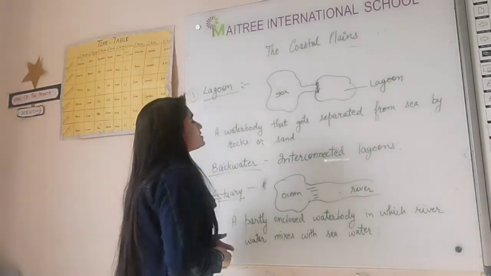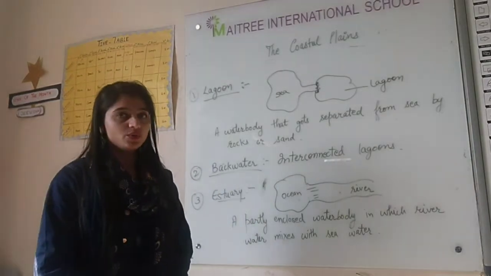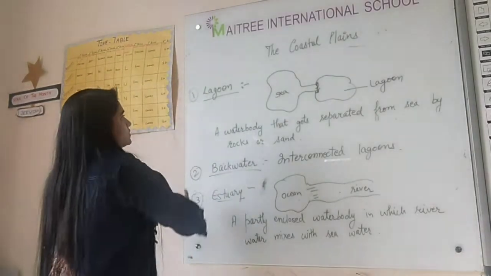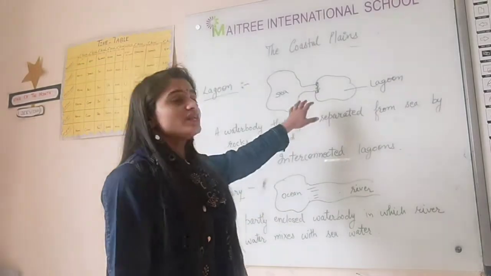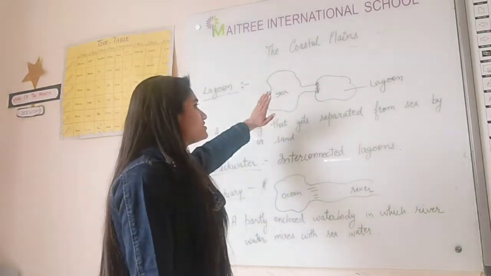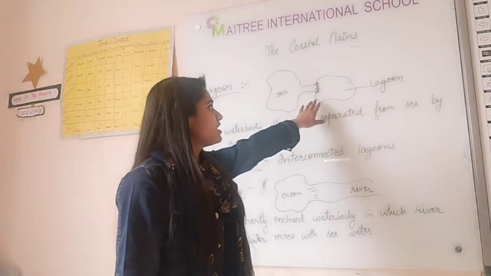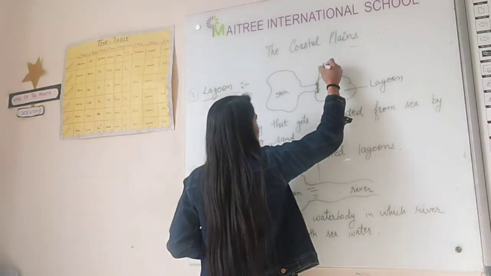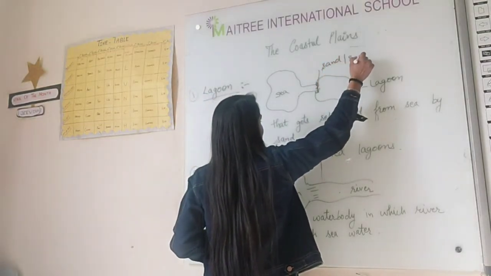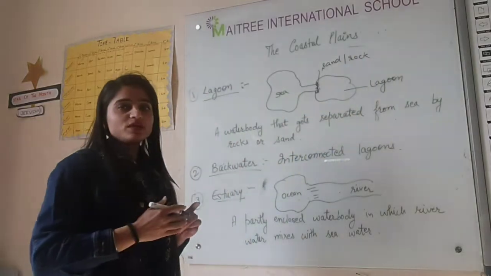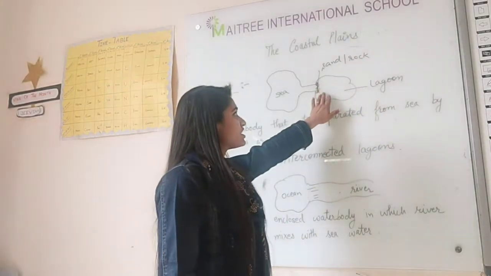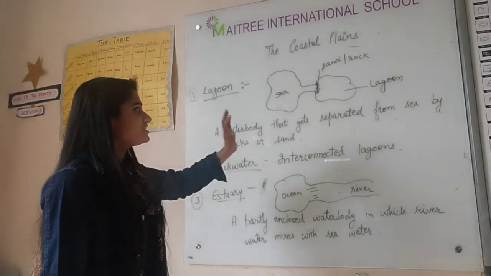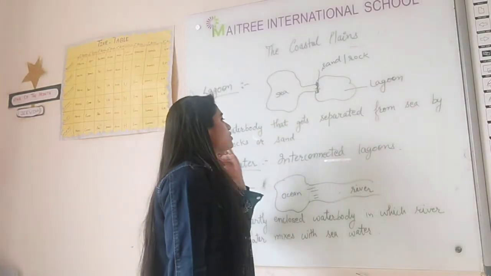Now we are going to discuss some more terms which are related to the water bodies. Like the first one comes the lagoon. So what is lagoon? As you can look in the figure, this is a sea, and this is a separate water which got separated through sand or rock. This water got accumulated over here due to the blockage that was made by this sand or rock. So we can see a water body that gets separated from sea by rocks or sand.